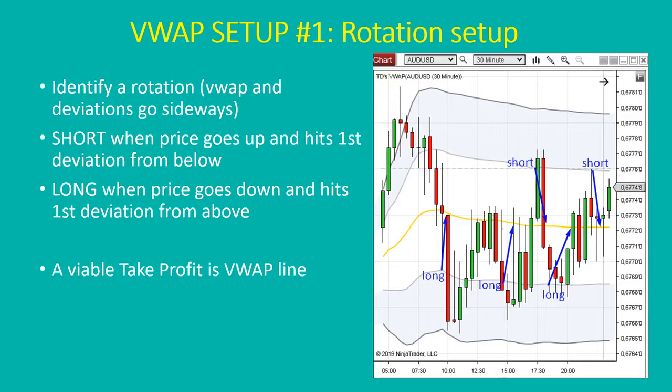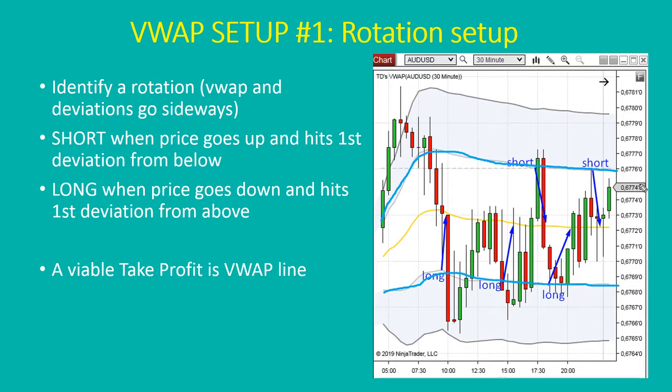I call it a rotation setup, and I use this setup when there's a rotation. So what you do with this setup is you identify a rotation. You can do this with vwap, when a vwap and deviations go sideways, all right? Those lines go sideways, so the market is in a rotation. And the setup is very simple. You use the first deviation. This means this one and this one.